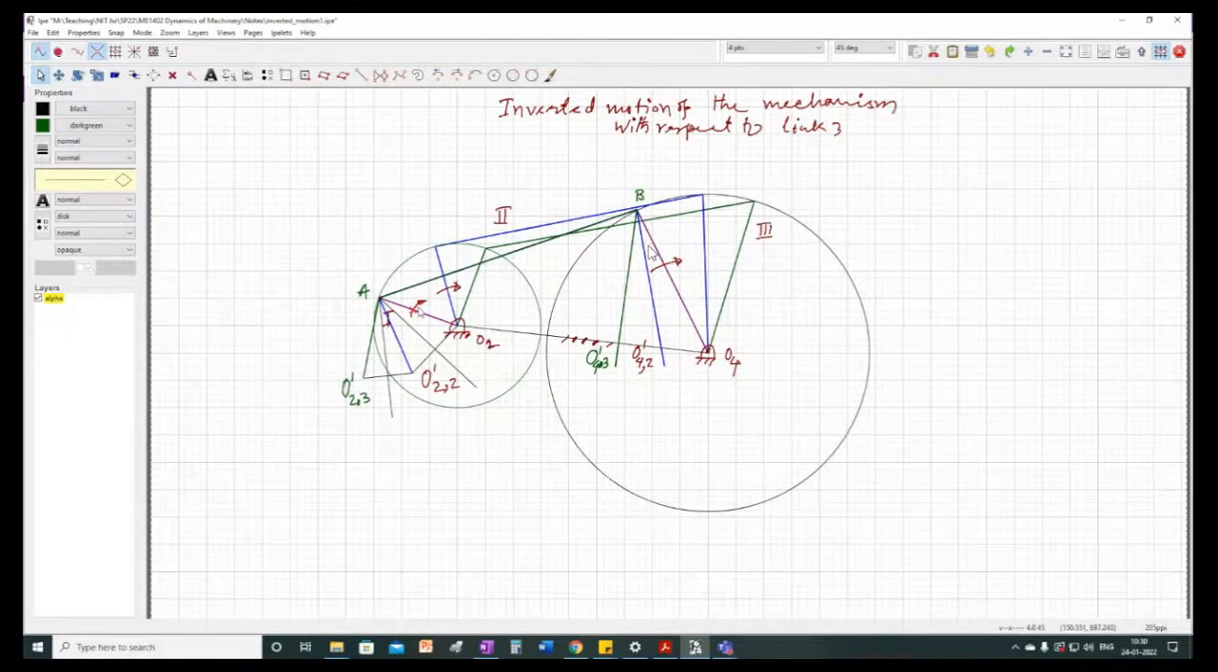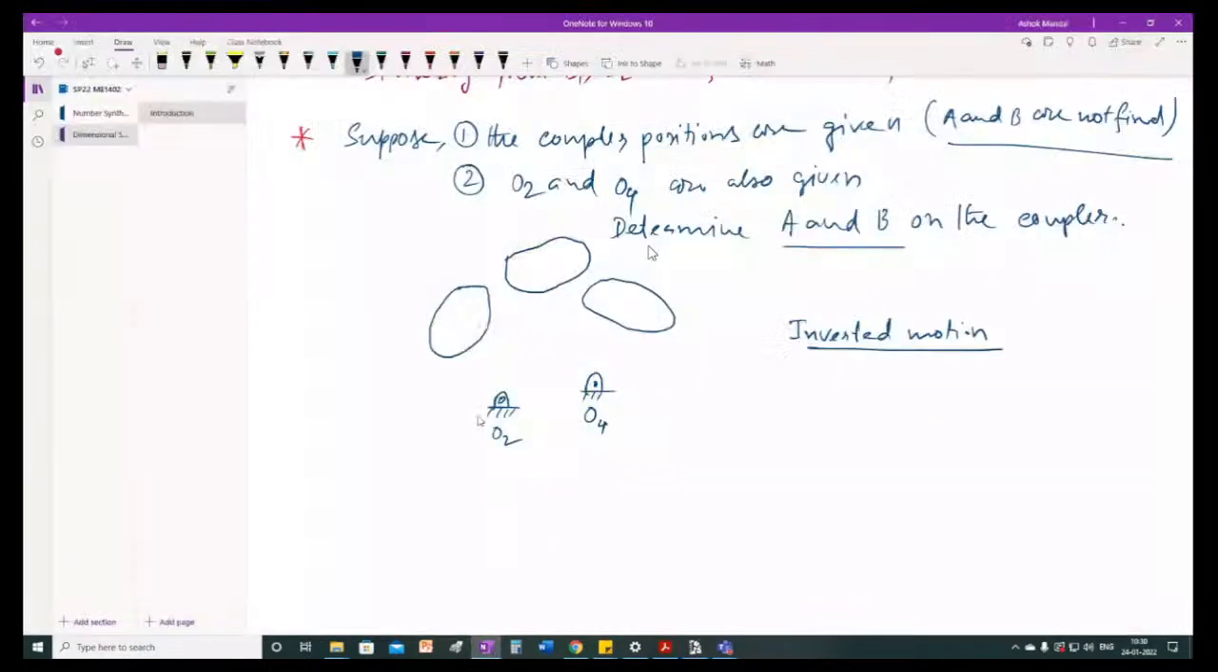But suppose A and B are not known to us. Only the coupler at these 3 positions is given to us. Then we can have the inverted motion of this O2 and O4 point. After getting the inverted motion of the O2 and O4 points, you can get the perpendicular bisectors and get this point A and B for this kind of problem where AB is not given.